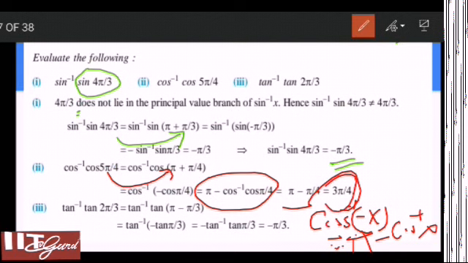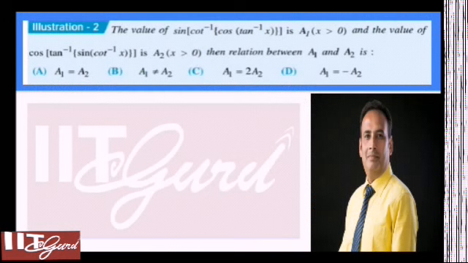Tan inverse tan 2 pi by 3, then we can write pi minus pi by 3, and tan 180 minus theta, in the second quadrant tan is negative, so tan inverse of minus tan pi by 3, and hence we can say tan inverse of minus x is minus tan inverse x, and that is minus pi by 3. That is your answer, minus pi by 3.